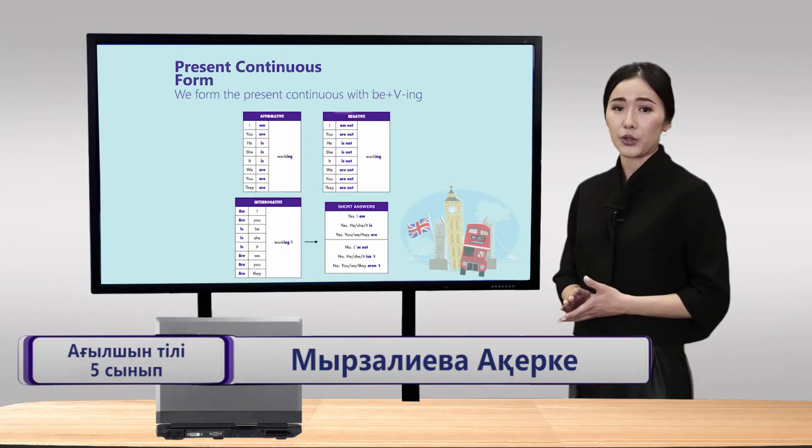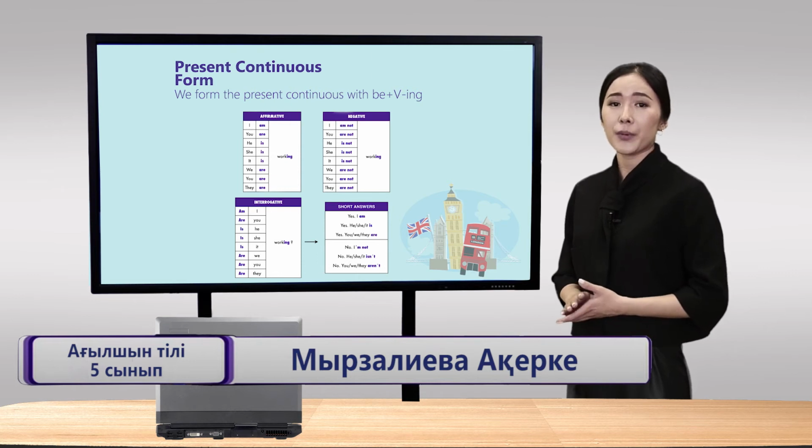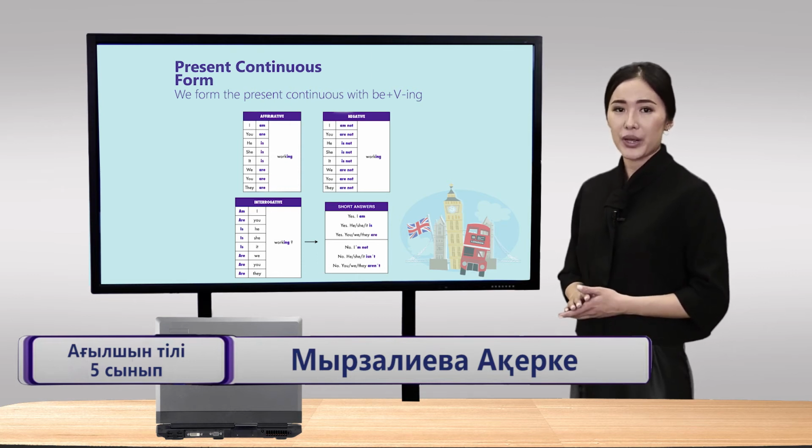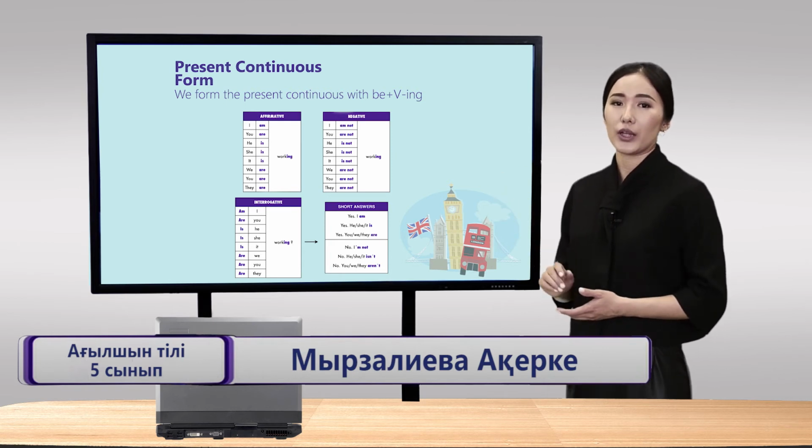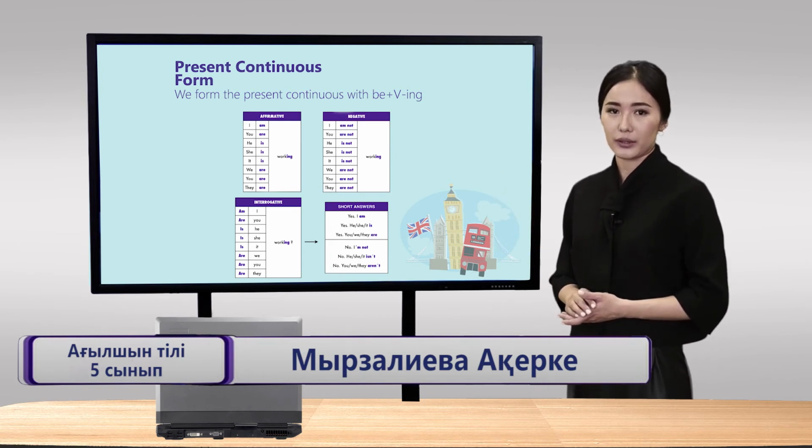They are positive sentences. And how do we make a negative sentence? To make a negative sentence, we need the word not. For example, I'm not working, you are not working, we are not working, and they are not working.